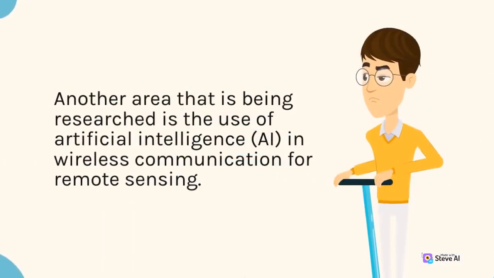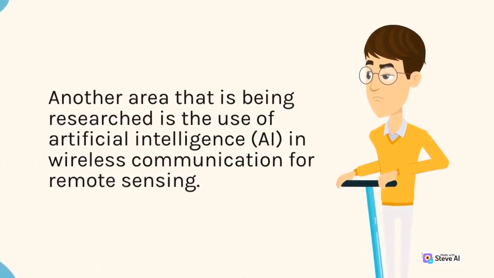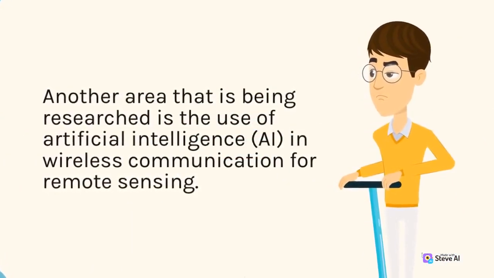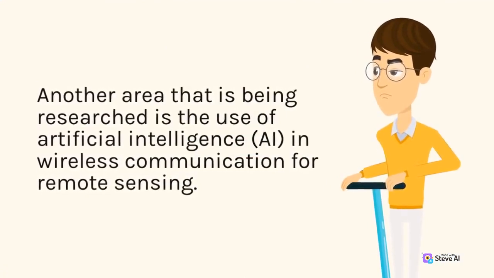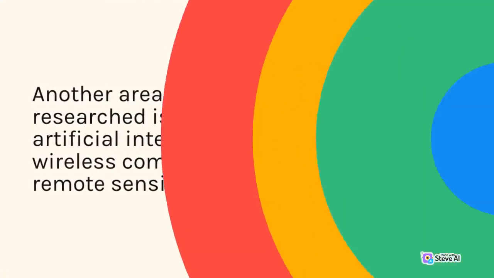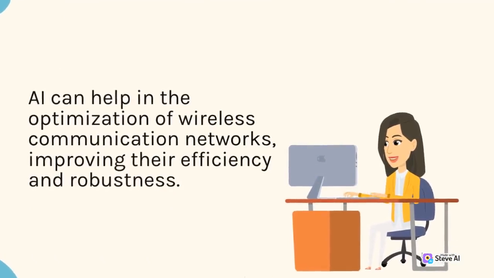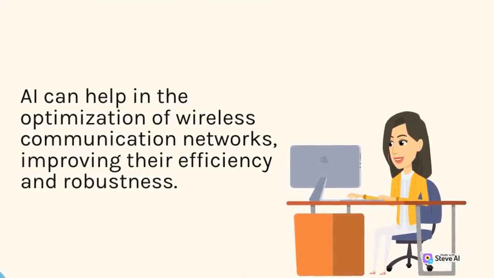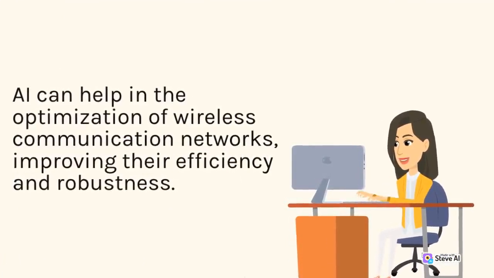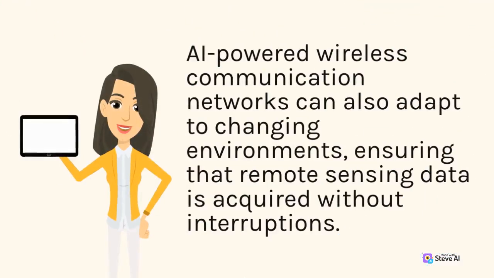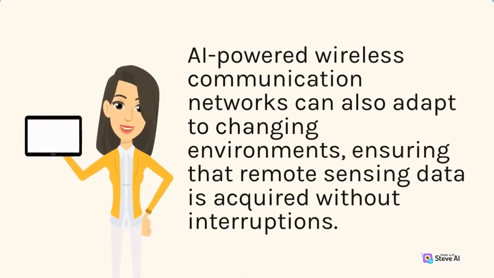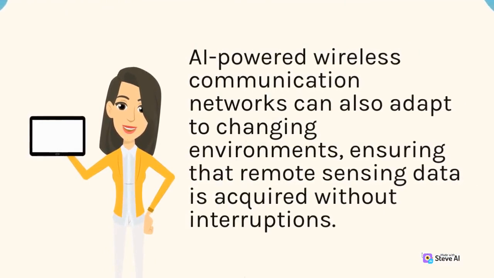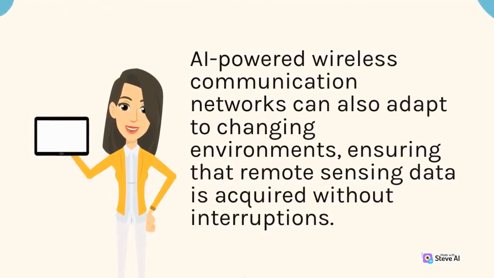Another area that is being researched is the use of artificial intelligence, AI, in wireless communication for remote sensing. AI can help in the optimization of wireless communication networks, improving their efficiency and robustness. AI-powered wireless communication networks can also adapt to changing environments, ensuring that remote sensing data is acquired without interruptions.